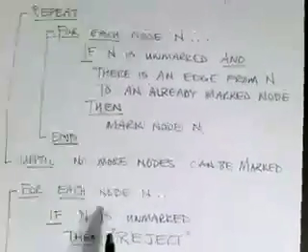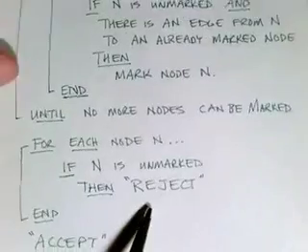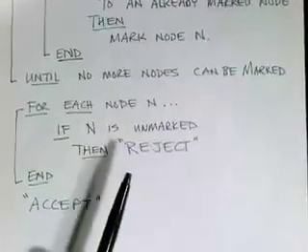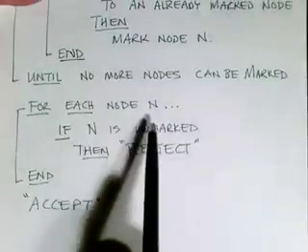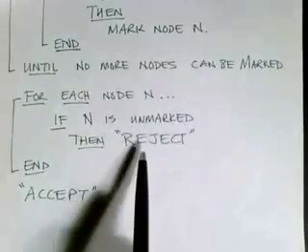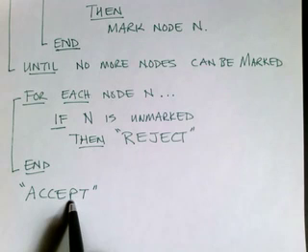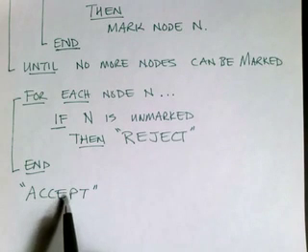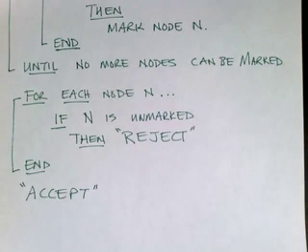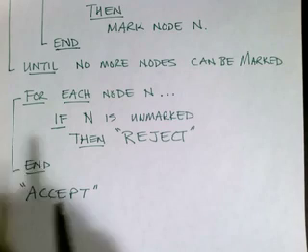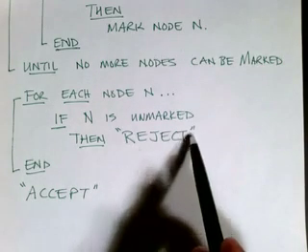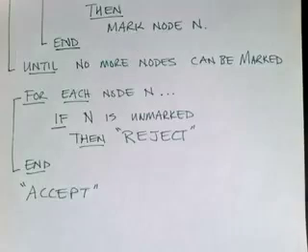And then we run through our nodes, and for each one of them, we ask, has it been marked or not? And if we find a node that has never been marked, then we can say that it wasn't reachable from the node we started at, and we can reject. Otherwise, if all nodes are marked, then we accept, and we say, yes, this is a connected graph. Reject is a no answer to the question, accept is a yes answer to the question.